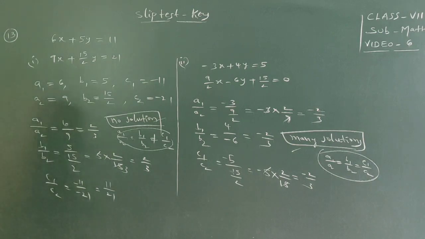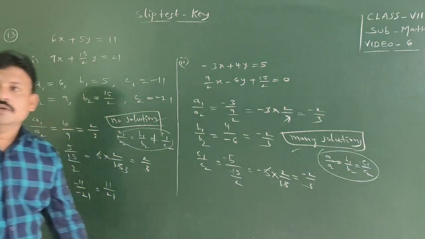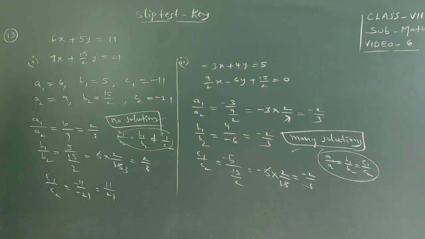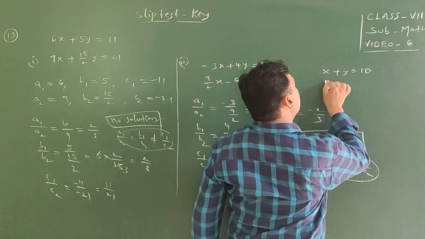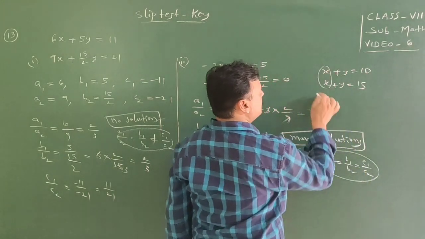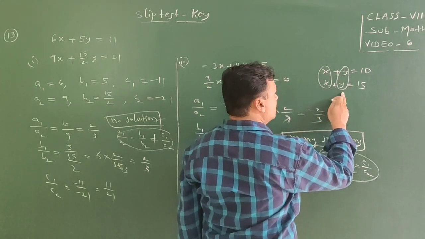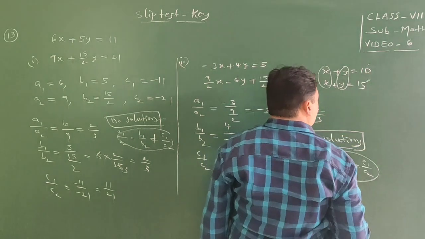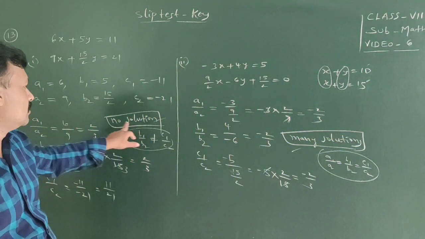Third option, x plus y equal to 10 and x plus y equal to 15 they give. Here a1 by a2 equal to 1, b1 by b2 equal to 1. That means a1 by a2 equal to b1 by b2. Here 10 by 15 equal to 2 by 3 but not equal to c1 by c2. That's the third option also no solution.